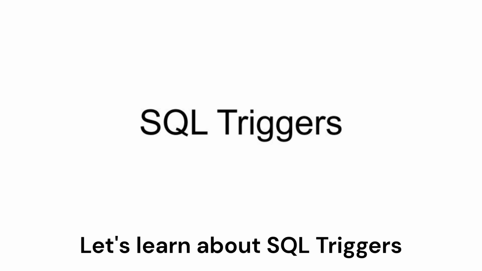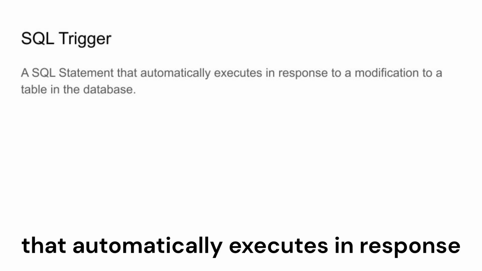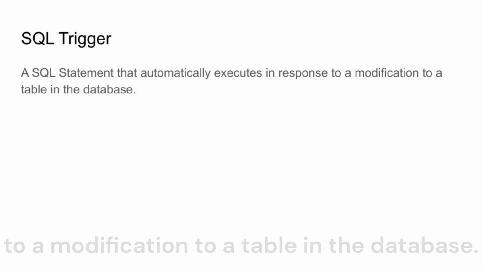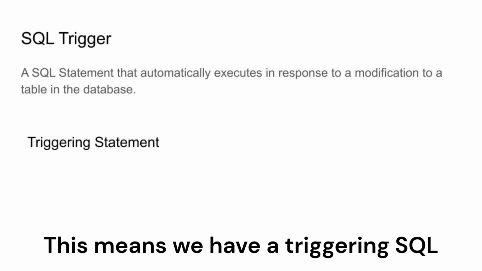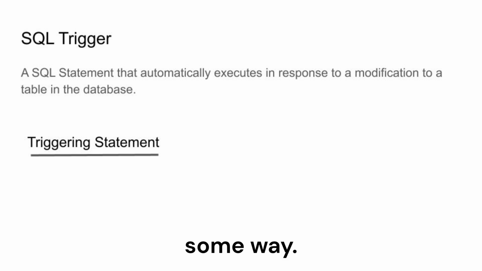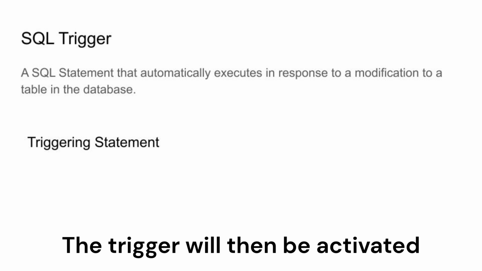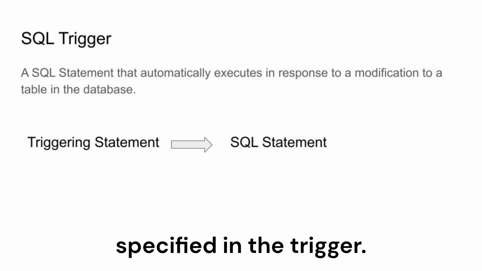Let's learn about SQL triggers. A SQL trigger is a SQL statement that automatically executes in response to a modification to a table in the database. This means we have a triggering SQL statement that updates a table in some way. The trigger will then be activated and automatically run a SQL statement specified in the trigger.